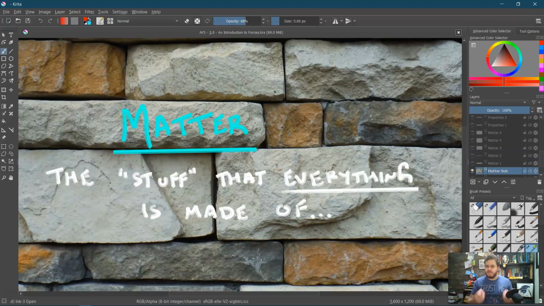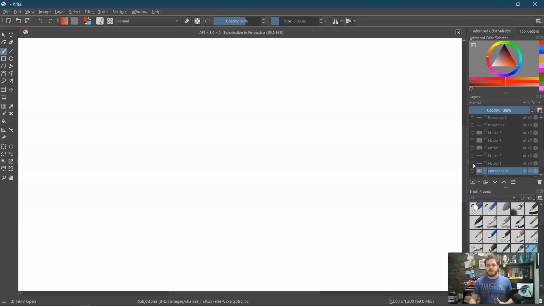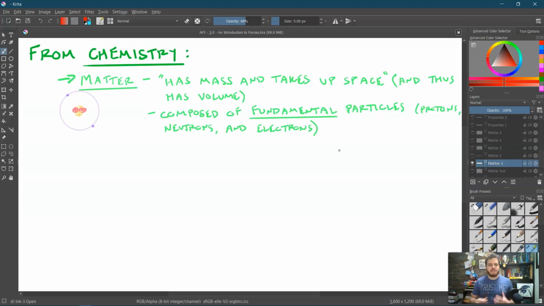Before we even get to forces, we really need to have a nice firm definition about what forces act on, which is matter, the stuff that everything is made out of. Now in chemistry, I'm sure you learned a very textbook definition that matter has mass and takes up space. In other words, it has volume. And that's not inaccurate, and we will occasionally think of matter in this way.